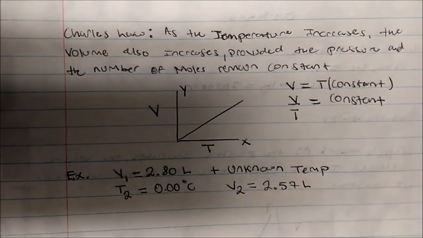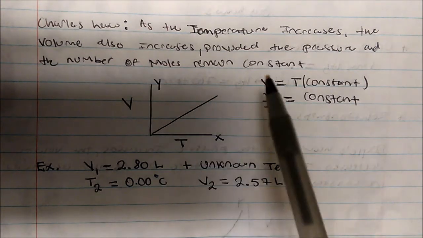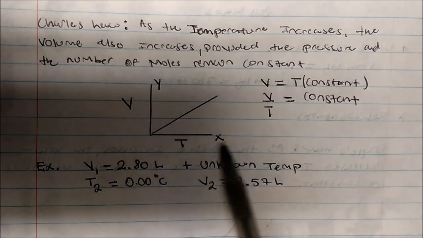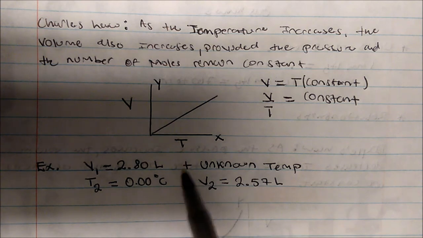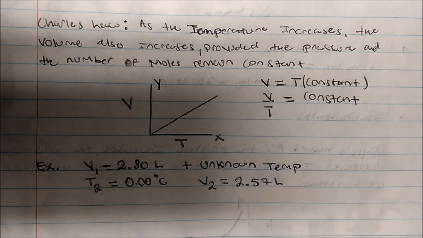The next one is Charles's law. What Charles's law says is that as the temperature increases, the volume also increases, provided that the pressure and the number of moles are constant. So in Excel, if you're doing your graph, temperature is on the x-axis and volume is on the y-axis, but what you should get is a linear function because they're directly related. As the temperature increases, the volume also increases. That's the general idea behind this one.